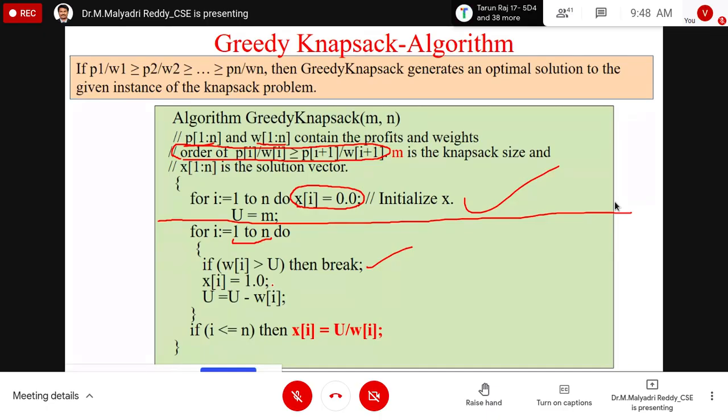So x of i is equal to 1. What is the meaning of this one? I guess we are assigning value. Yeah, initially we are assigning the first object, i is equal to 1, x is equal to 1. Yes, sir. Corresponding object completely inserting. 1 means completely inserting. That means you know the condition 0 less than or equal to xi less than or equal to 1, right? Okay, sir. This is one of the constraints. X value always exists in between 0 to 1.